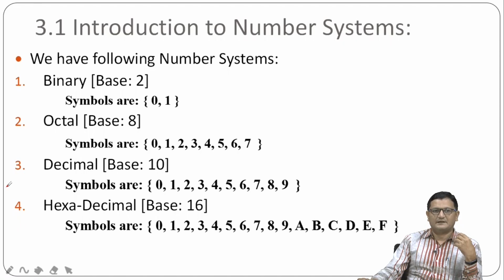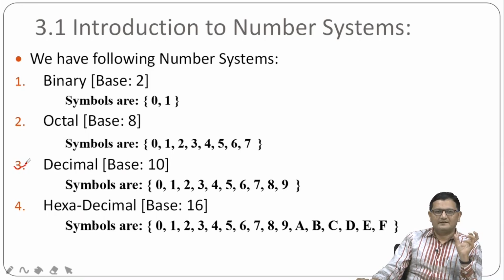Obviously it is nothing but a decimal number system, right? So first we will just start with the decimal number system. The base of the decimal number system is 10. Why? Because when we are writing a number, each digit can be from this set, right?